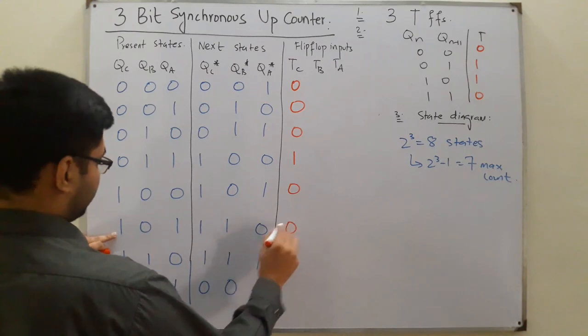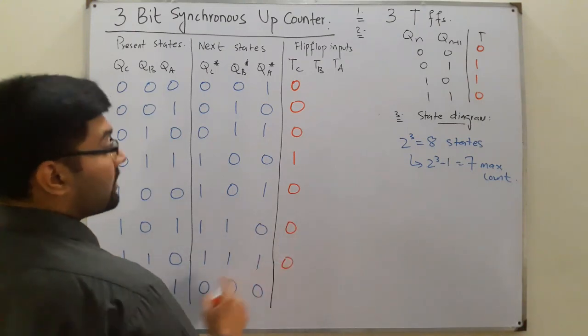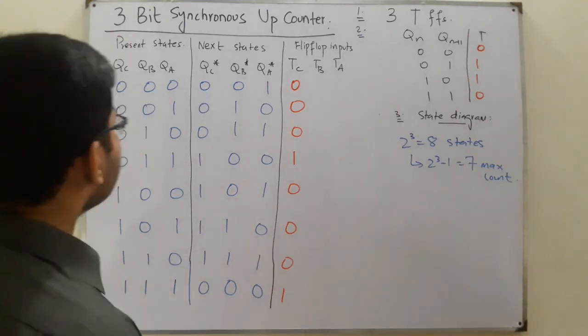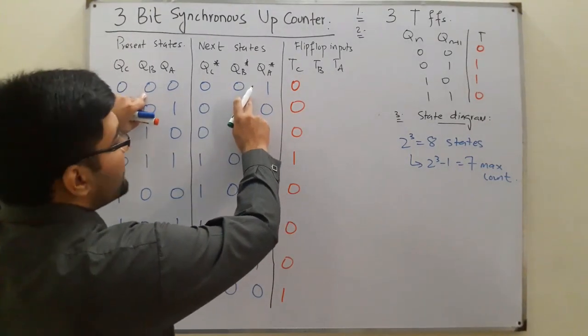11 T is 0. 10 T is 1. Fine, this is for TC. For TB, have a look, QB and QB bar, QB star.